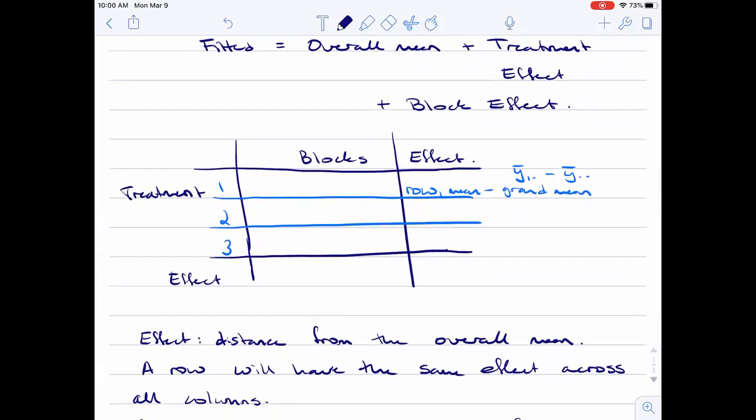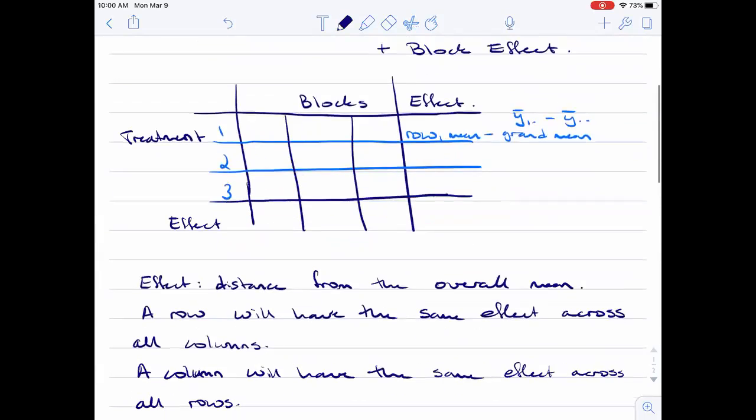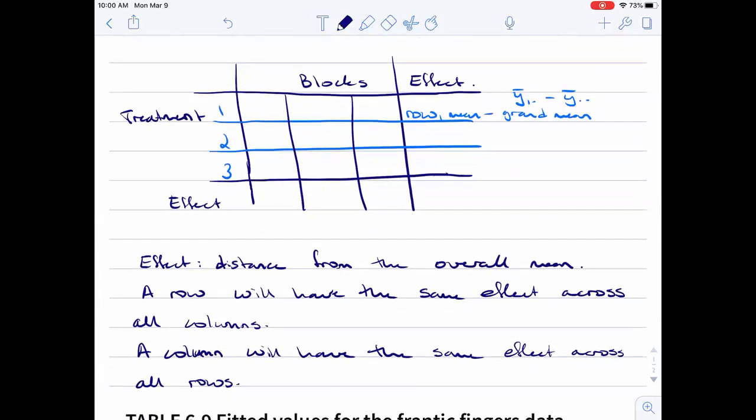Let's say we've got 3 blocks in this general setup. The effect is going to be the distance from your column mean to your overall mean. I know it's where we ended off last day, but at the end of the day, we're just going to use software for this kind of stuff anyway, but it is good to know where it comes from, right?